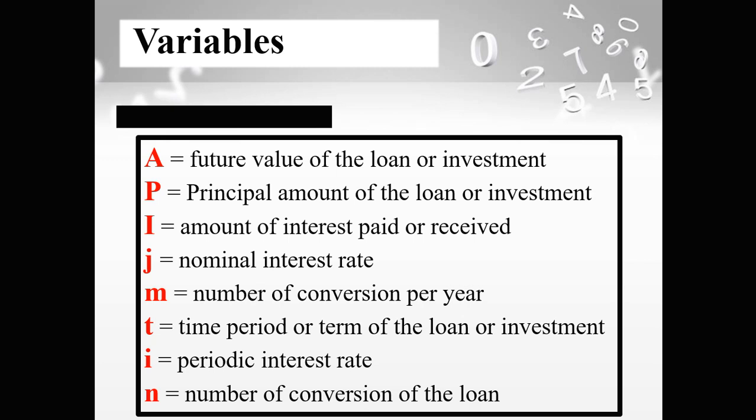T, which we already encountered in simple interest, is the time, period, or term of the loan or investment. And then i is the periodic interest rate, which is the nominal interest rate divided by the number of conversions per year. And last, we have n, which is the number of conversions of the loan. To get n, we have to multiply the time period and the number of conversions per year.